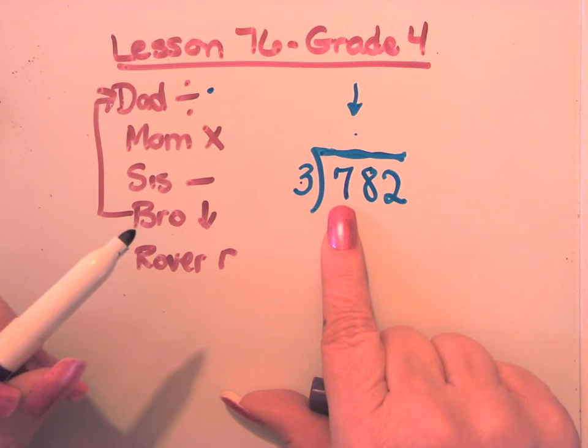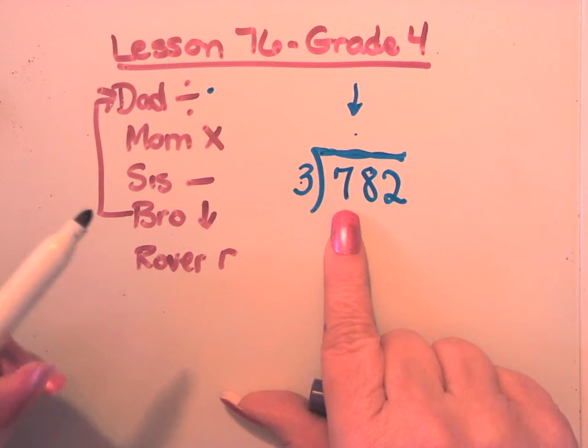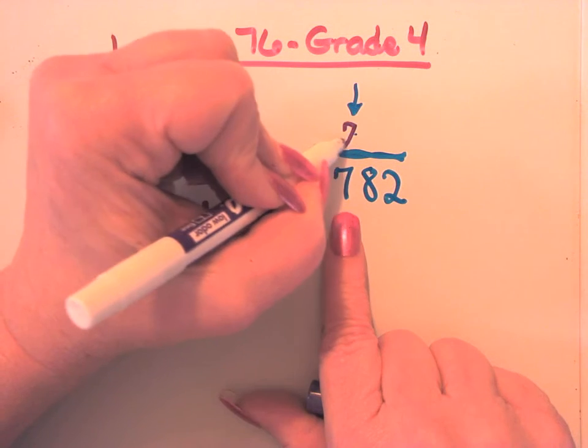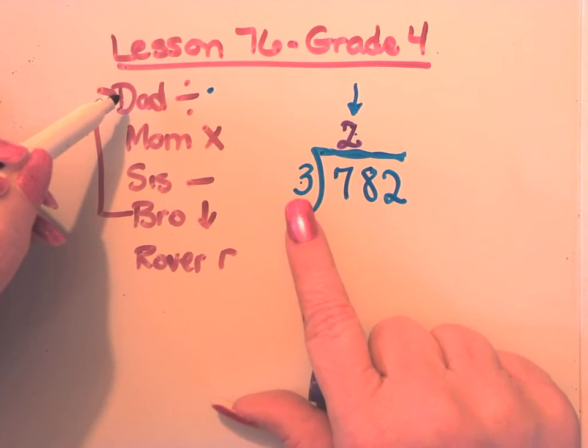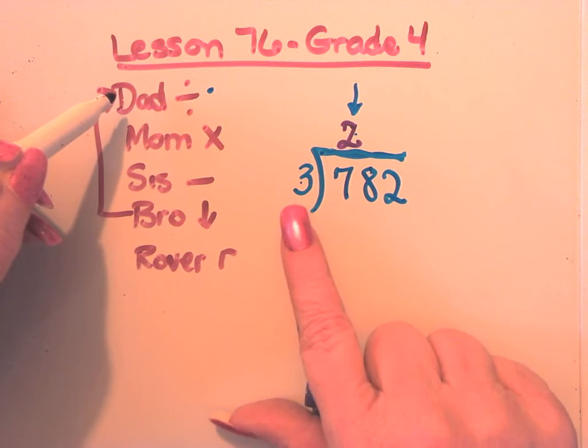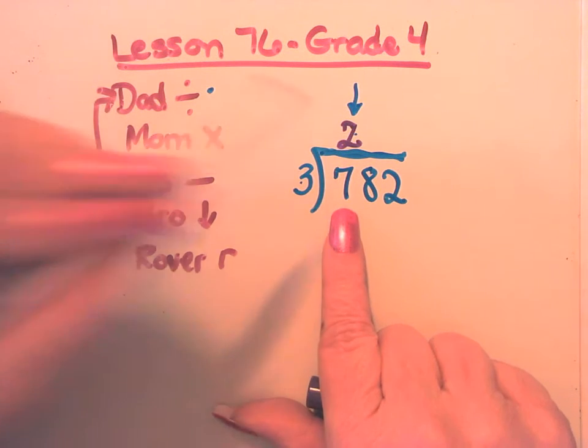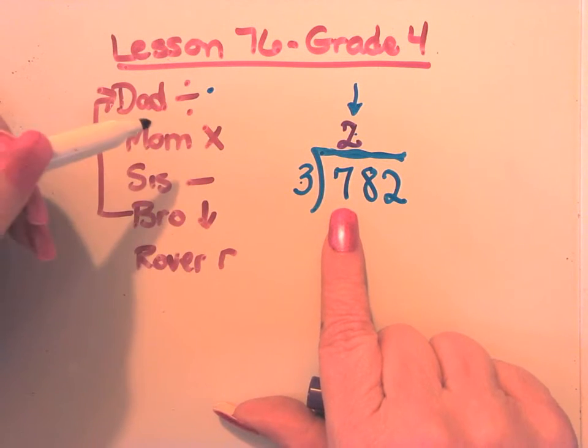So we look at that 7. How many 3s can we get out of 7? We'd say 2. So we'd put our 2 on the roof. That's the dad. It's dividing. We're dividing that 7 into 3 parts. So how many 3s can we get out of 7? 2. So now we're on to mom.